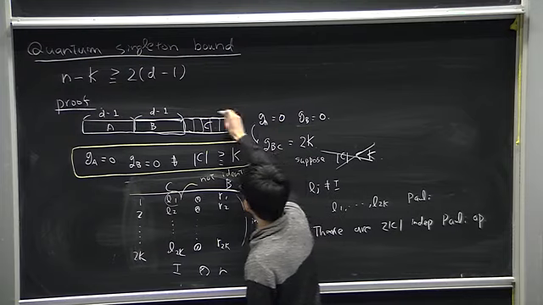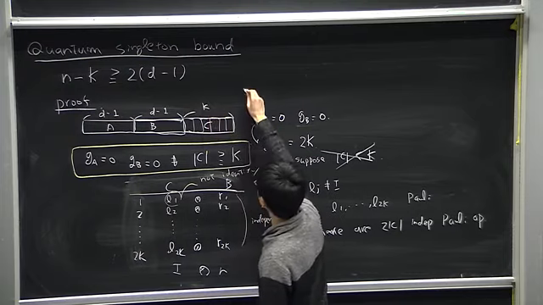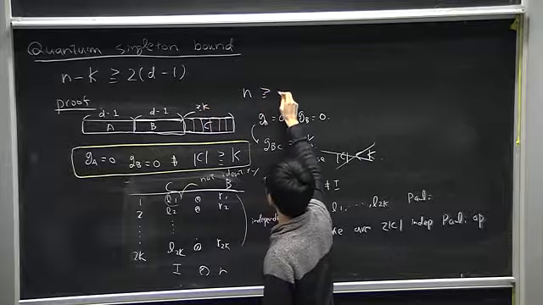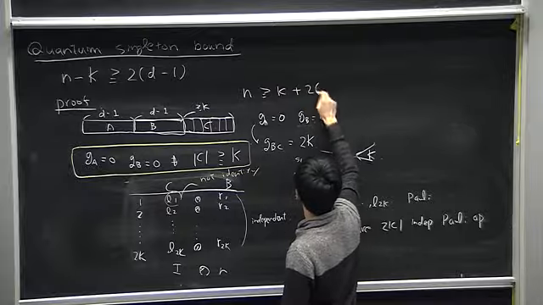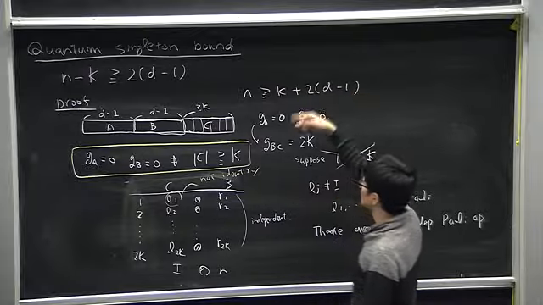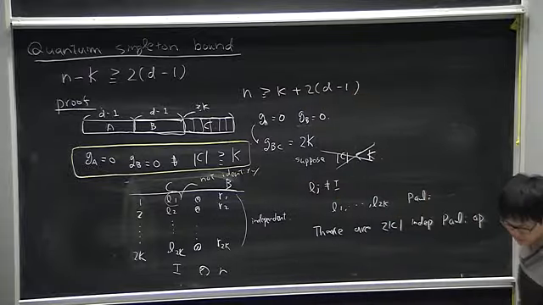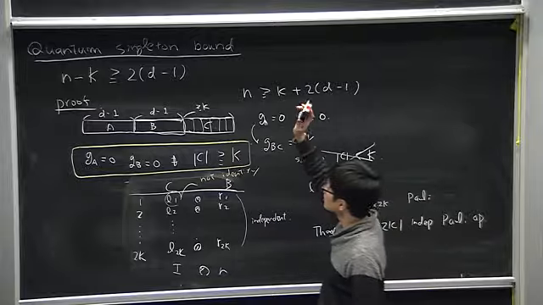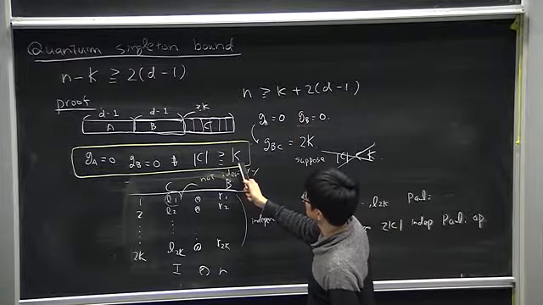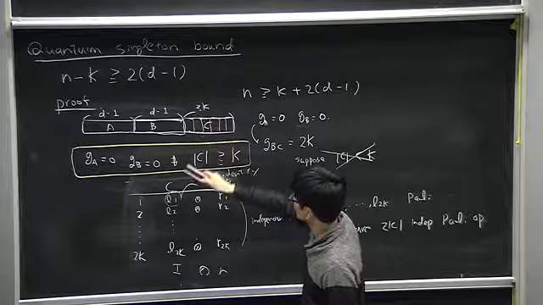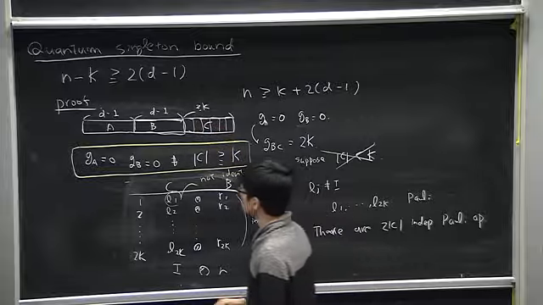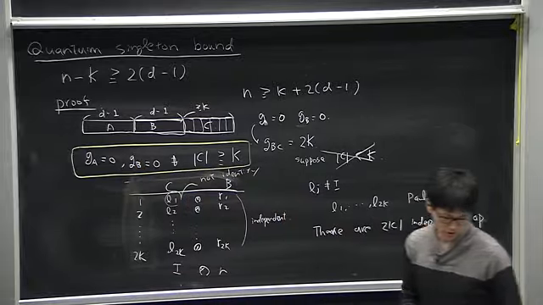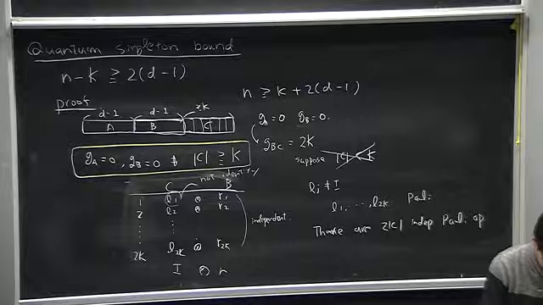Now, if we know that this is K or larger than K, then n must be larger than K plus 2(d minus 1). Then you can derive the singleton bound. But later in the lecture, we are going to use this version of the singleton bound, not this version, but this version. Anyway, that's how you can prove this well-known result.